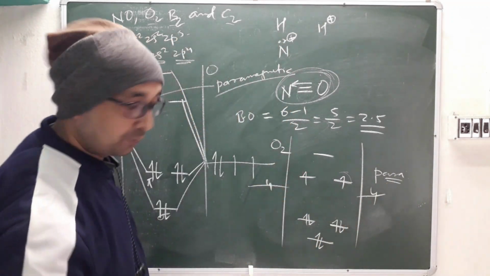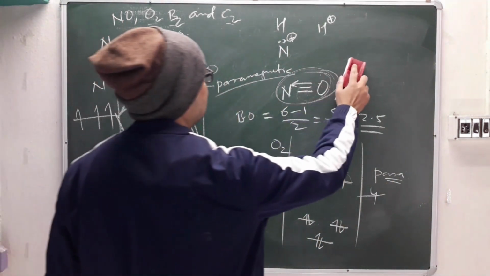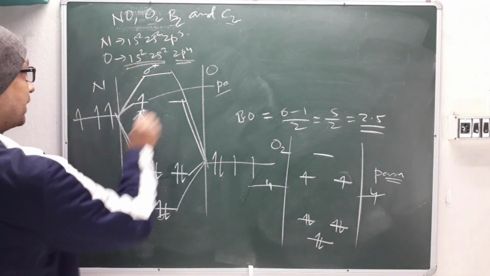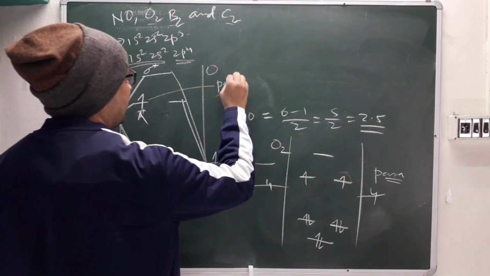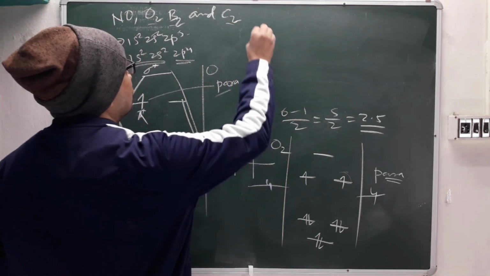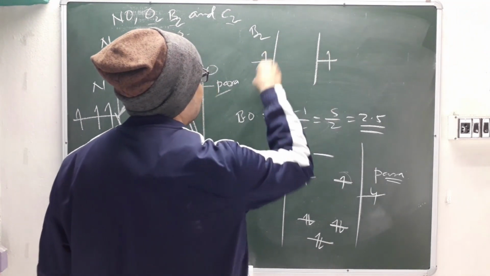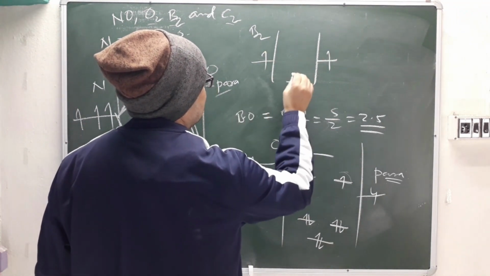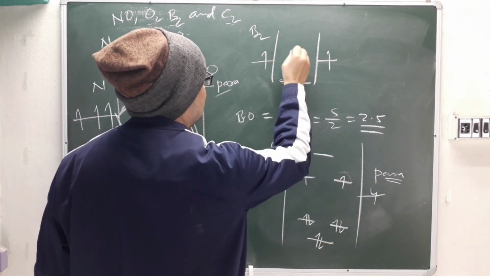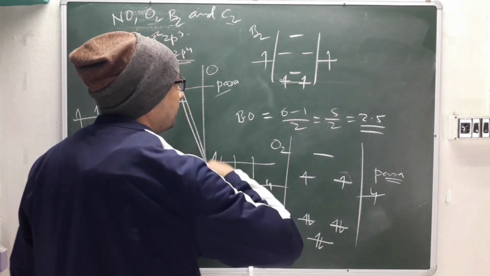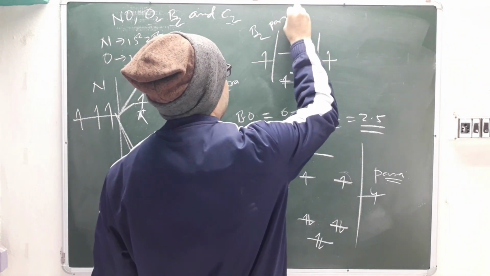Okay, and here only we will do it for B2. Just B2 we will write. NO is also paramagnetic. So for B2 it will be 1 electron and 1 electron in pi, so 1, 2. So here also there is an unpaired electron, so B2 is also paramagnetic.